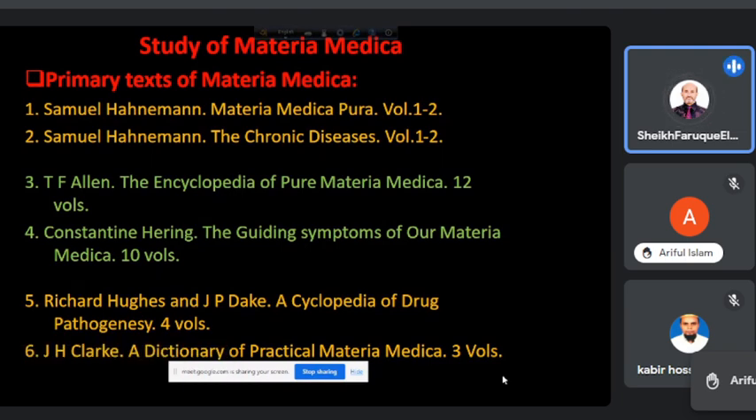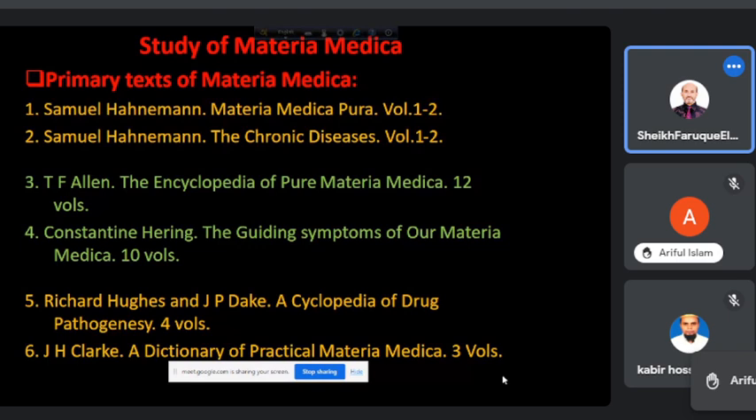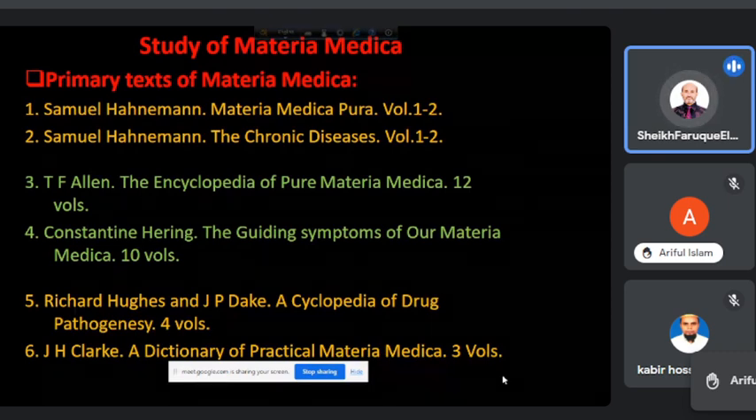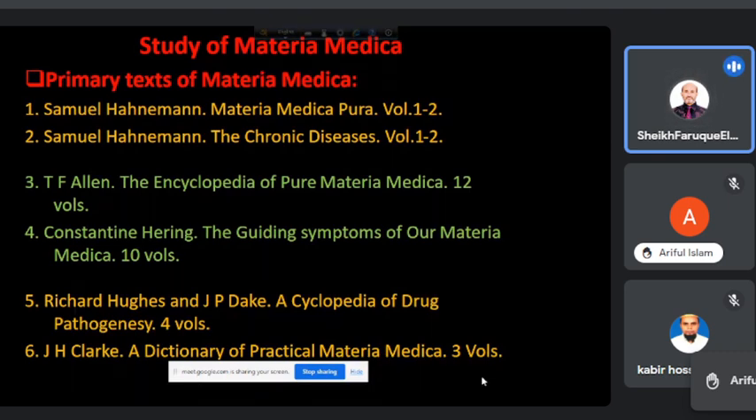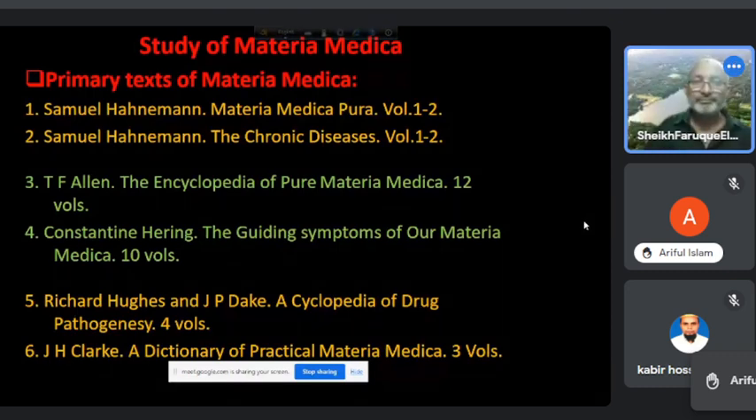He said, you first classify materia medica into three categories. First category is primary text of materia medica. These are called primary text. If you study Dr. J.T. Kent's materia medica, you will find sometimes he says, it was in the text. Text means particularly the first four. These are Dr. Samuel Hahnemann's Materia Medica Pura, Volume 1 and 2, then his Chronic Diseases, Volume 1 and 2.